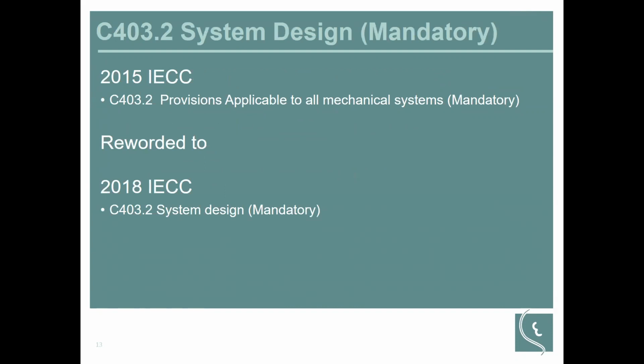So you can see some of it's just a simple rewording. Here in the 2015 IECC C403.2 the title was Provisions Applicable to All Mechanical Systems. And it's been reworded to 2018 IECC C403.2 System Design. So just a simple rewording, really.